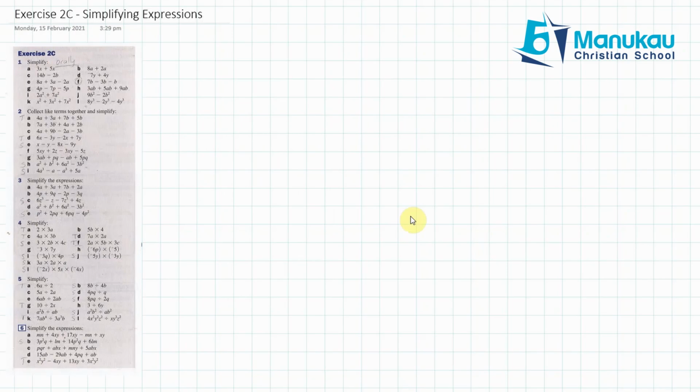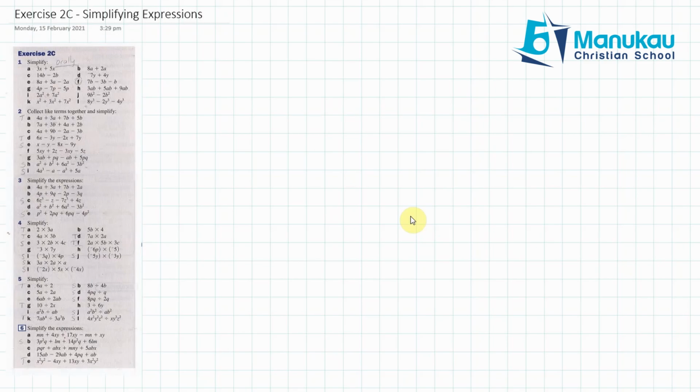Welcome back, Year 9s. Today we are going to look at simplifying expressions, which is exercise 2C in your textbooks. I'm going to select a few and go through them and show you how I would go about doing these. The first thing to recognize is you need to understand what a like term is.